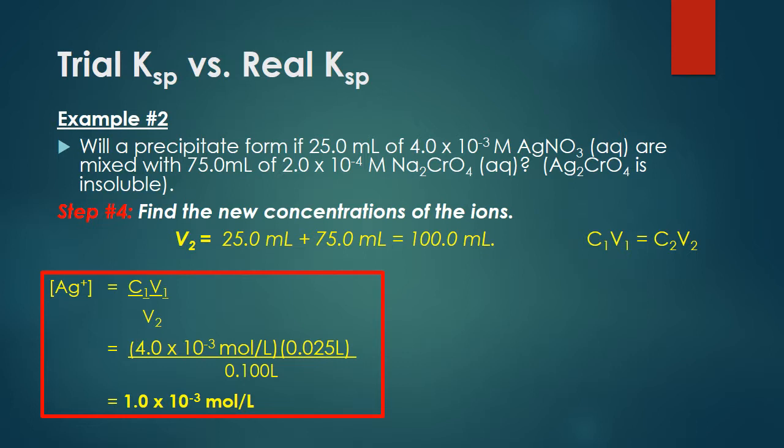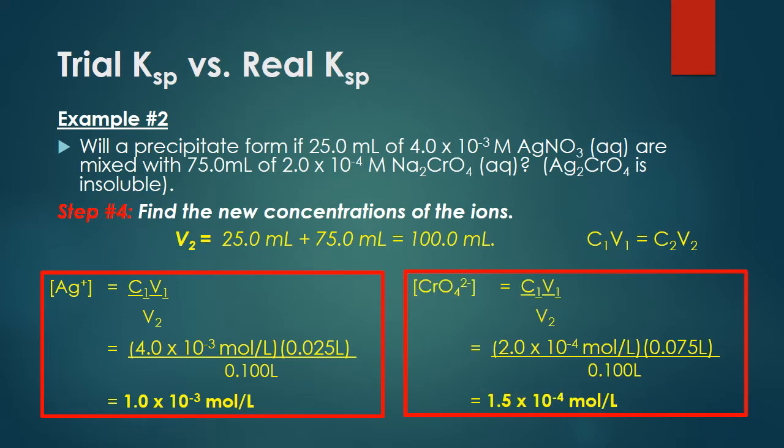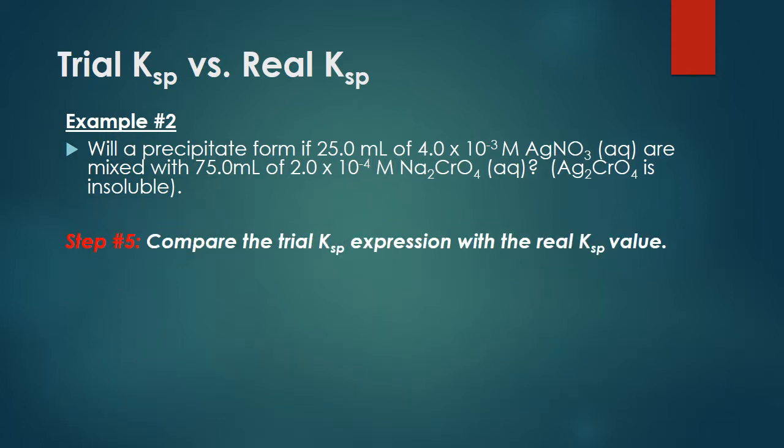Okay, obviously it's going to be less because we've added more solvent. We have a lot more solution now. The chromate at the same time, we're going to look at the original concentration. The chromate came from sodium chromate, and we only had 1 for every one of the original molecules. So concentration times volume divided by our new volume of 100 milliliters gives us our new concentration, 1.5 times 10 to the negative 4. Now that we have those, we can set up our KSP value.